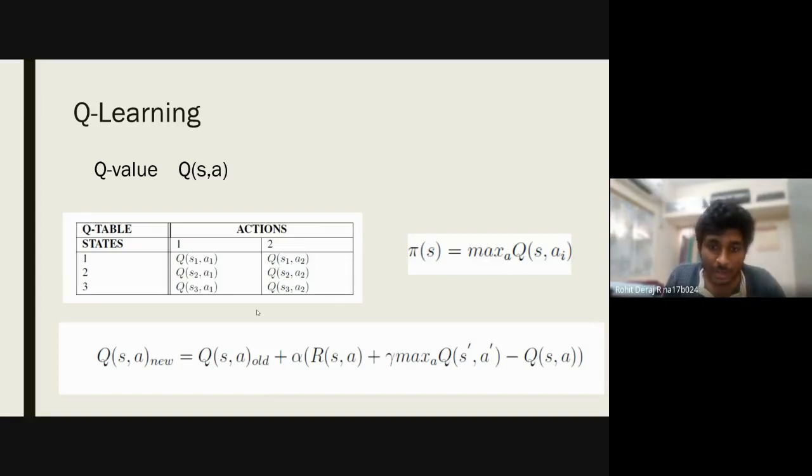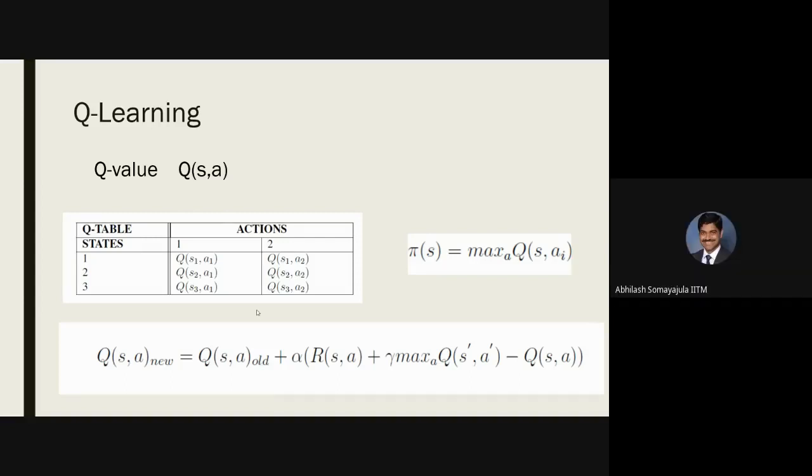And this is for the deterministic case. In the stochastic case, there is no guarantee that you are going to one particular state by taking the action A. So you might want to find the expected value of the q value based on the probabilities of landing in different states.